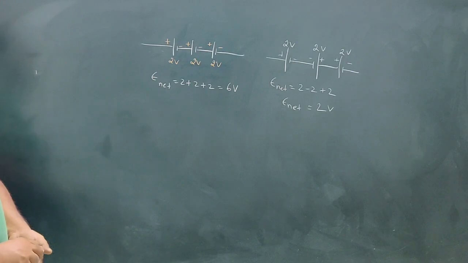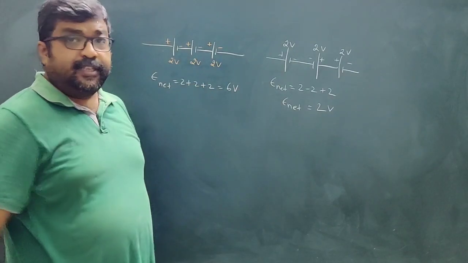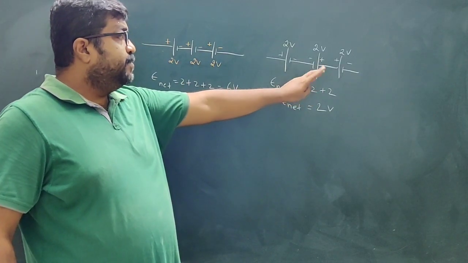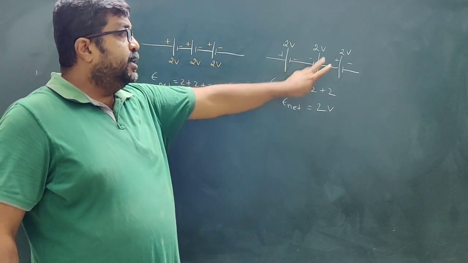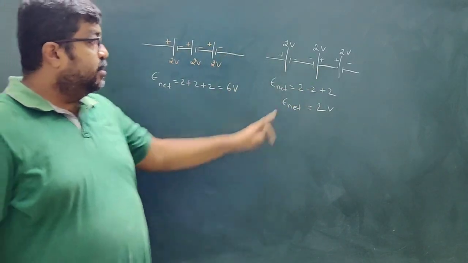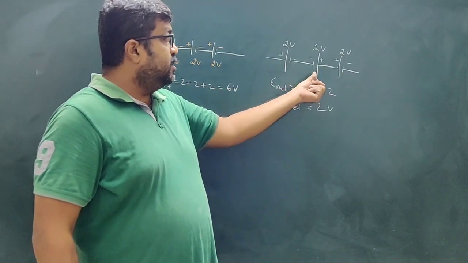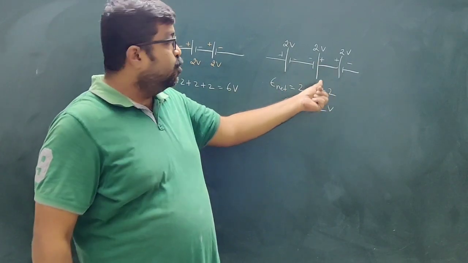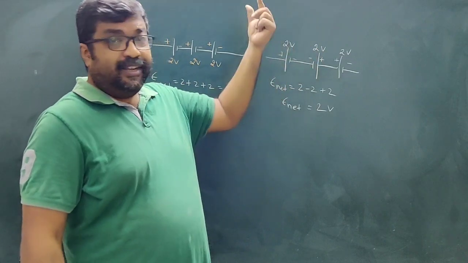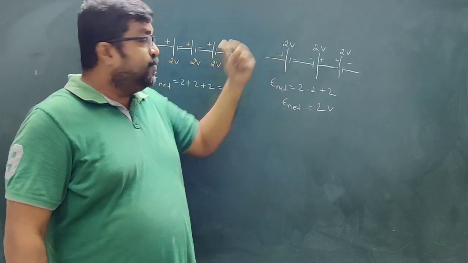Okay. So how can you generalize this? See, when one cell gets a wrong connection, it affects another cell. Because this is becoming minus 2, this 2 gets cancelled. So 2 cells are effectively getting removed.